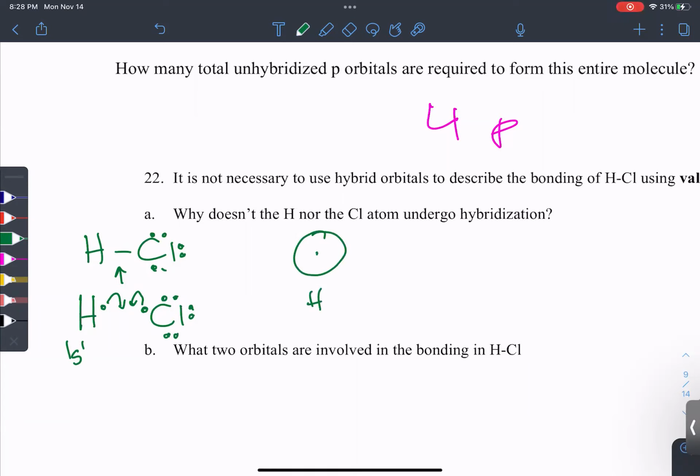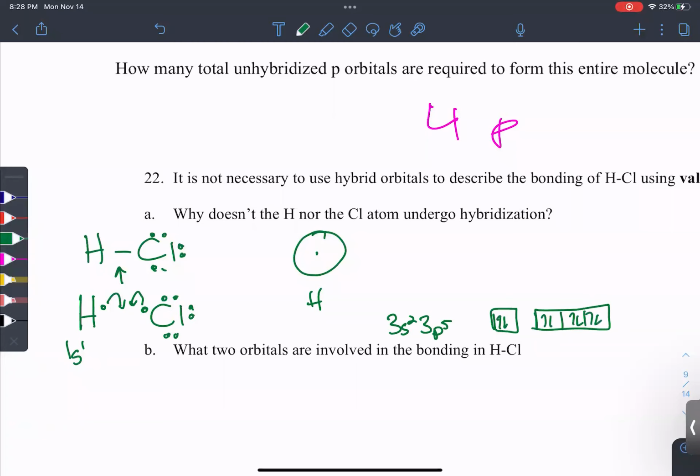So we do the same thing for chlorine. So it might help if you write out the electron configuration for chlorine. It's 3s2, 3p5. So if you draw the electron diagram, where is the unpaired electron? What orbital is the unpaired electron in? It's in a p orbital.